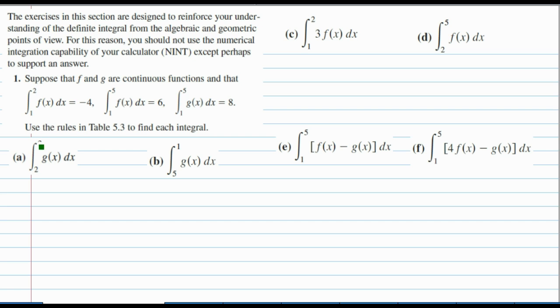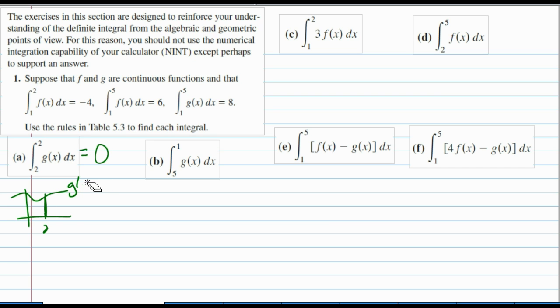Okay, so the antiderivative from 2 to 2 of g of x. So here's my g of x function. And here's 2. If I want to find the antiderivative from 2 to 2, that rectangle has width 0, so that is definitely an integral of 0, zero space in there.